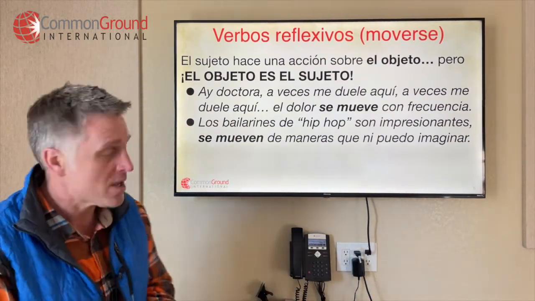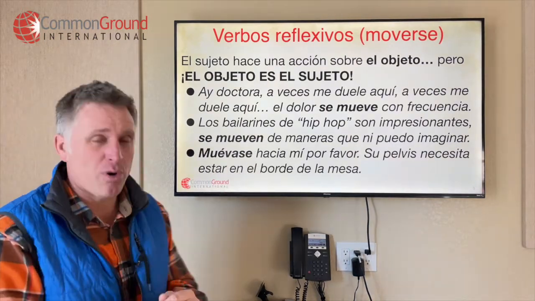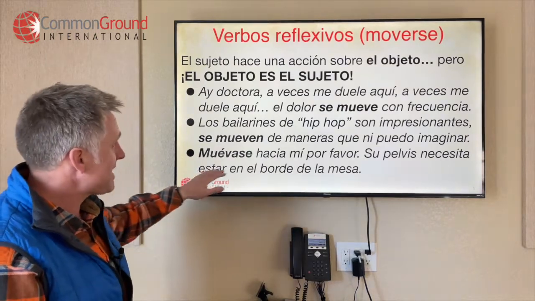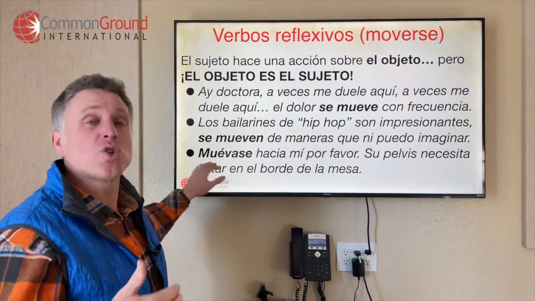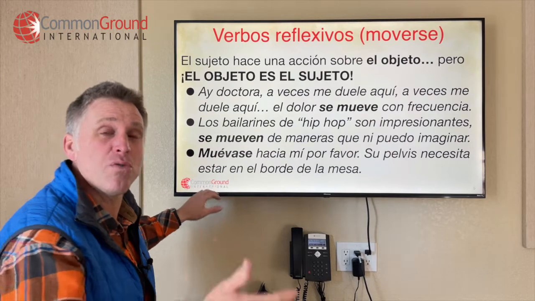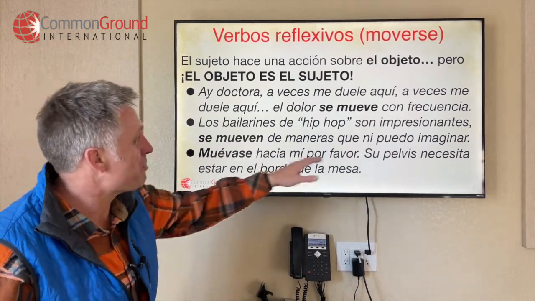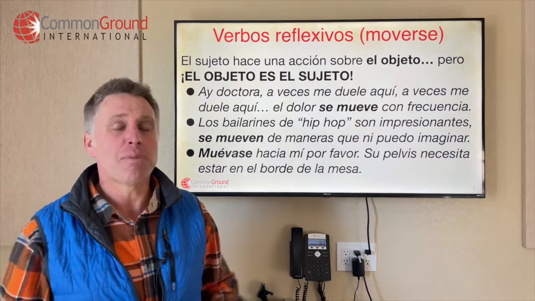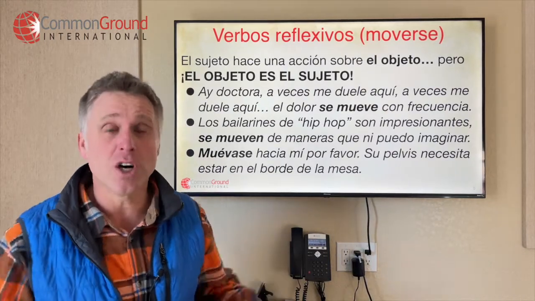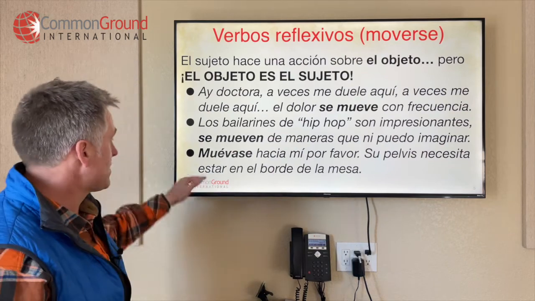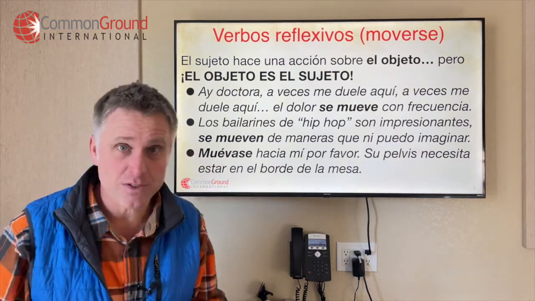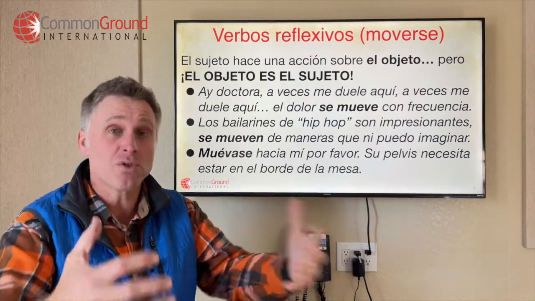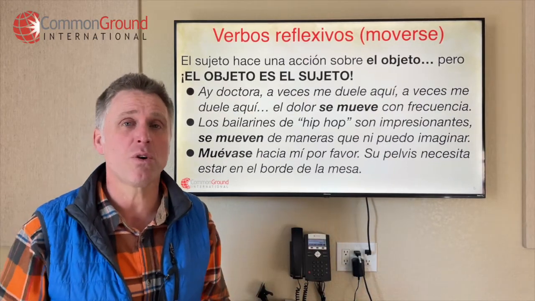Se mueven. Muévase hacia mí, por favor. This is a decent one if you do certain clinical exams. Muévase hacia mí. Move or scoot yourself toward me. Move yourself toward me. Su pelvis necesita estar en el borde de la mesa. Your pelvis needs to be on the edge of the table. Okay, entonces, we're not saying move your pelvis. We're not saying move your arm or move your leg. We're saying move yourself. Essentially, scoot toward me, right?